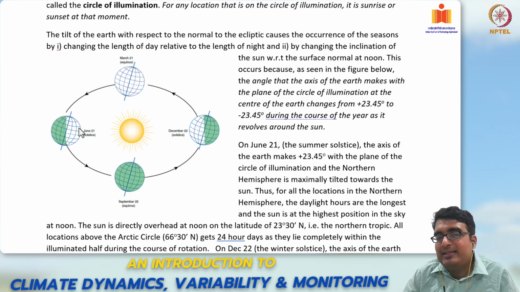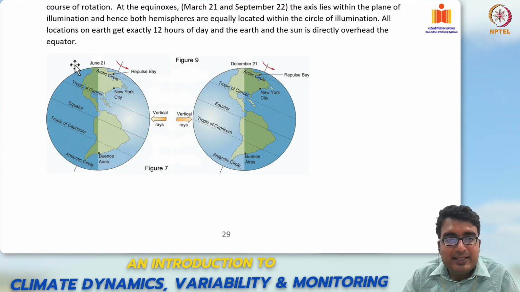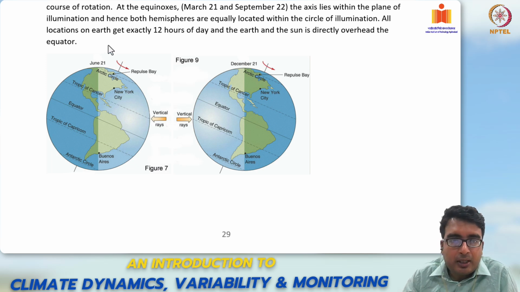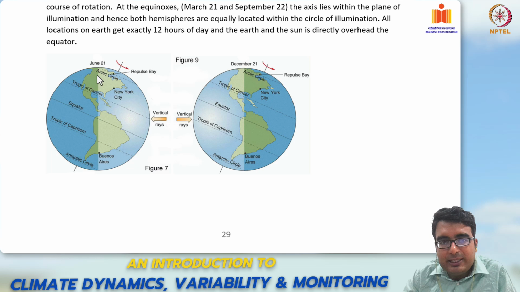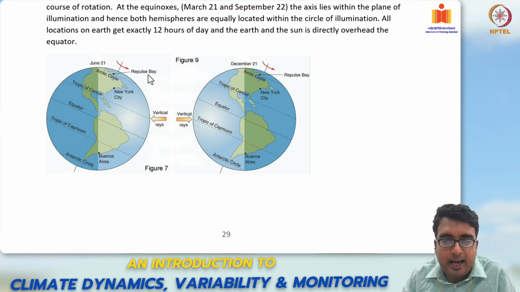Let us look at this situation in a little bit more detail. So this is the figure of what is called the summer solstice that happens on June 21st. This is the axis of the earth and the earth is rotating along this axis. These are all latitudinal circles. So any point on this circle is moving along this circle during a 24-hour day and moving about the axis of the earth.